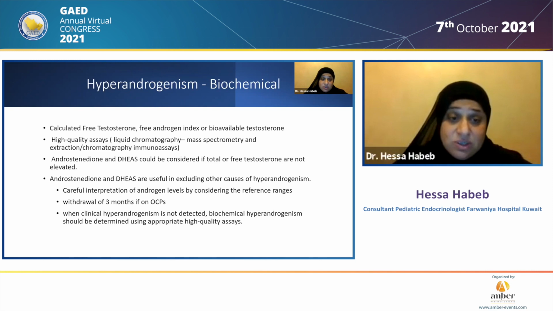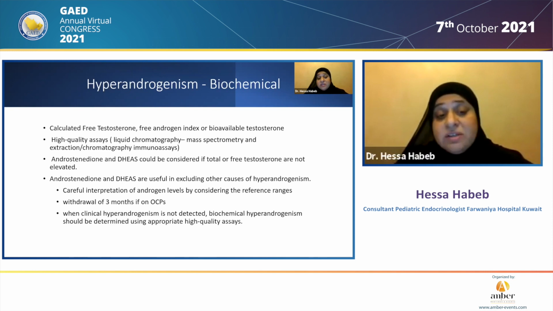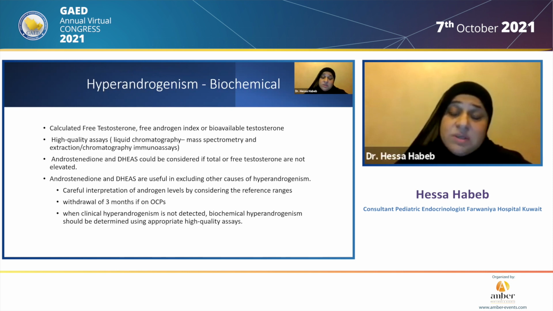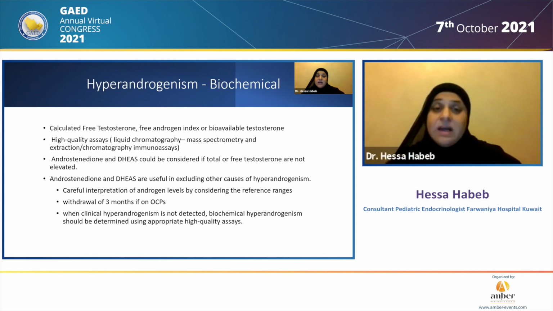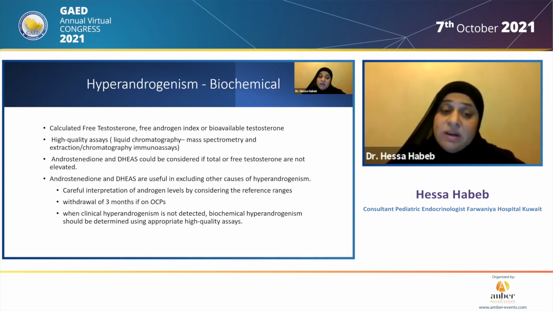Once we have this level done, we need to carefully interpret the level of androgen by considering the reference ranges for the population, for the laboratory, and for the age group. And if the adolescent is on OCPs, we need to withdraw the OCPs and do the testing and evaluation only 3 months after the withdrawal. And when we do not have clinical hyperandrogenism, we need to have the test done using appropriate high-quality assays.